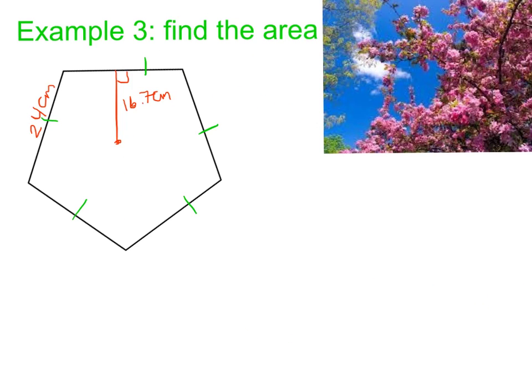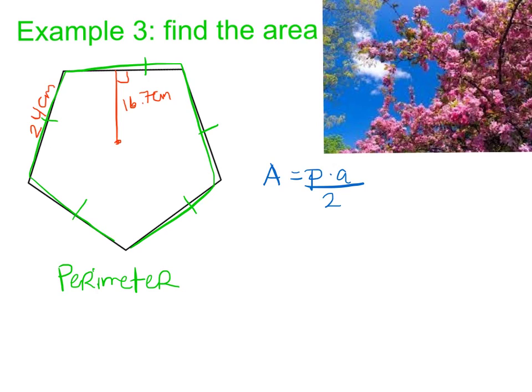Okay, for this last example, again, they're giving us a regular polygon and they're asking us to find the area. So I'm going to start with my formula. My area is the perimeter times the apothem divided by 2. So let's find that perimeter first. My perimeter, I'm going to find once I know how many sides this has. So I'm going to count 1, 2, 3, 4, 5 sides. It's a pentagon, and each side is 24 centimeters.